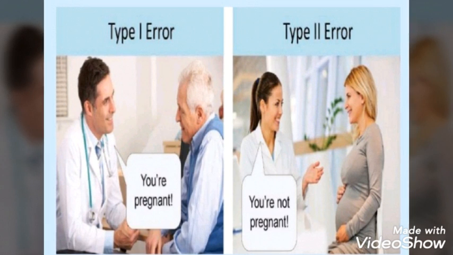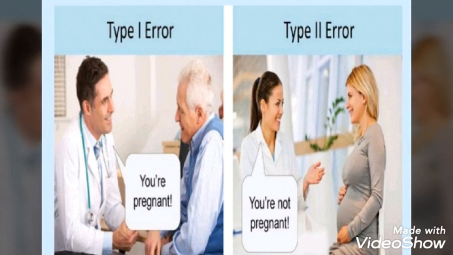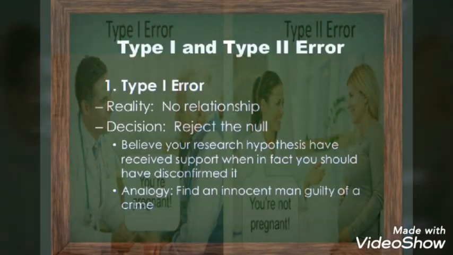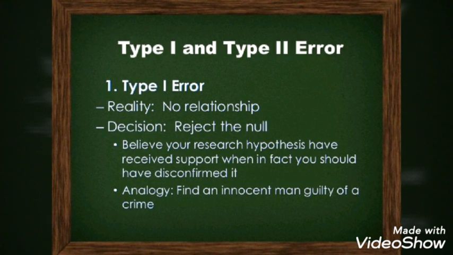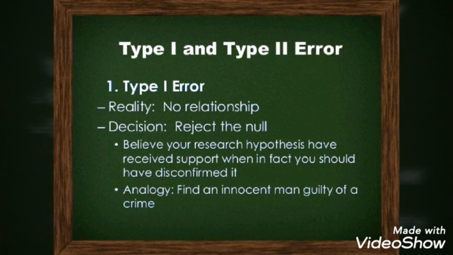What is happening is vice versa, that is, the result you are getting will be against your hypothesis. So that will be showing the error, type 1 and type 2 error. In type 1 error, the reality is no relation. So in type 1 error there will be no relationship between your variables and the decision rejects the null. So your null hypothesis will be rejected.